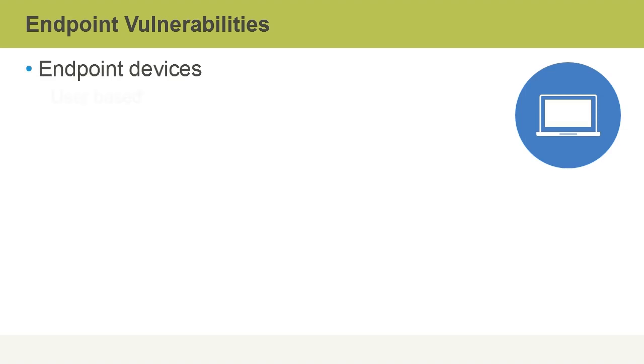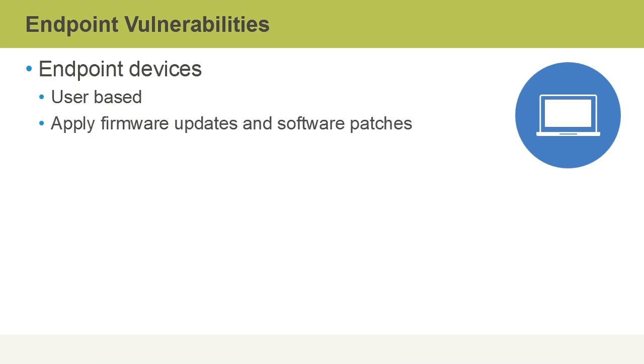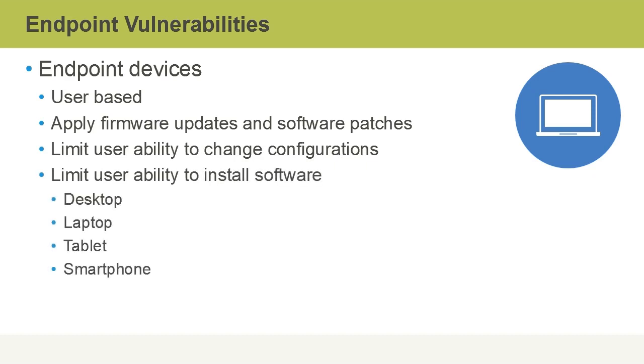Endpoint devices, as mentioned, also include user-based appliances or smartphones or laptops and so on. So in the same way, we should make sure that we apply firmware updates and software patches to user-based endpoint devices. We should also limit the user's ability to change configurations and to install software, which includes drivers, as well as apps from mobile device app stores and whatnot. Now, we should limit that on all types of user-based endpoint devices like desktops, laptops, tablets, and smartphones.